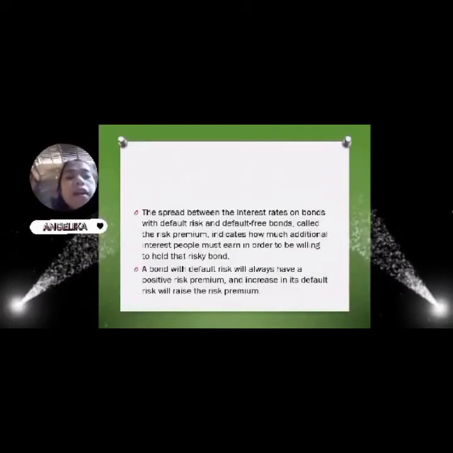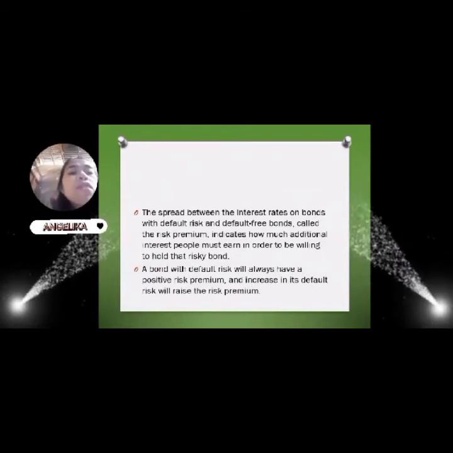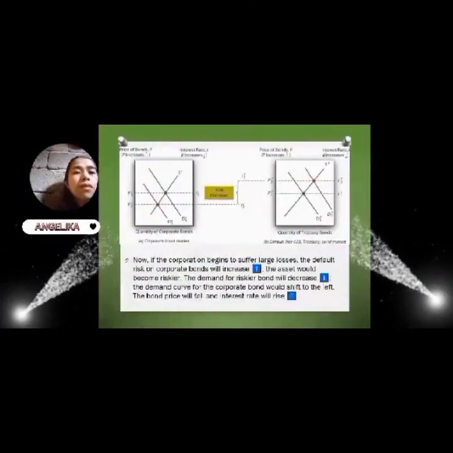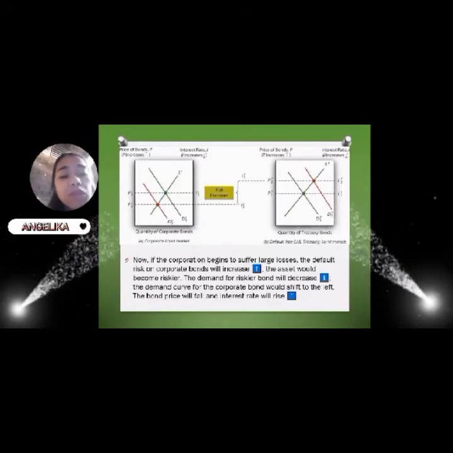Just another piece of information: a bond is a debt or a promise to the investor of interest payments. Bonds are mostly issued by corporations and governments. Now, if the corporation begins to suffer large losses, the default risk on corporate bonds will increase. The asset would become riskier. When a corporation suffers losses, the asset becomes riskier. Risky assets include equities, commodities, high-yield bonds, real estate, and currencies.